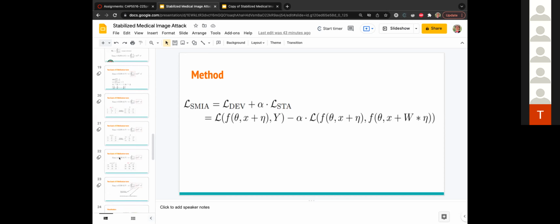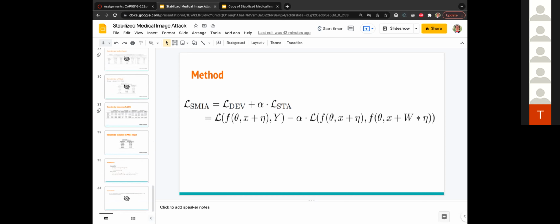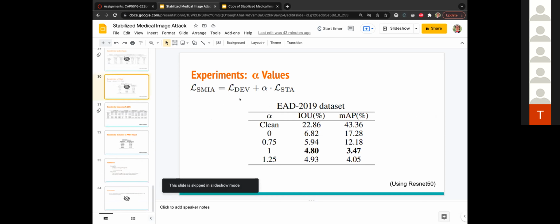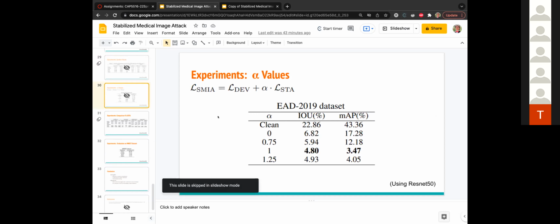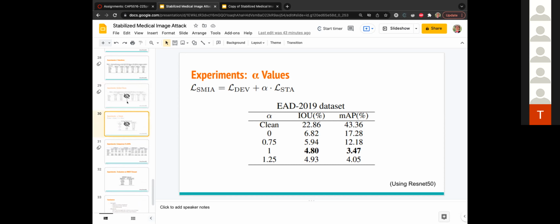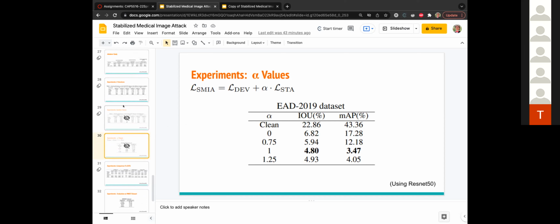I didn't show this during the presentation, but they tried different alpha values to see which one fits best, and they found that an alpha value of 1 is good. So do they have to tune this alpha value for different datasets, or is it a one-time deal that can be applied to different datasets? Maybe I can put it this way: how sensitive is this alpha parameter?